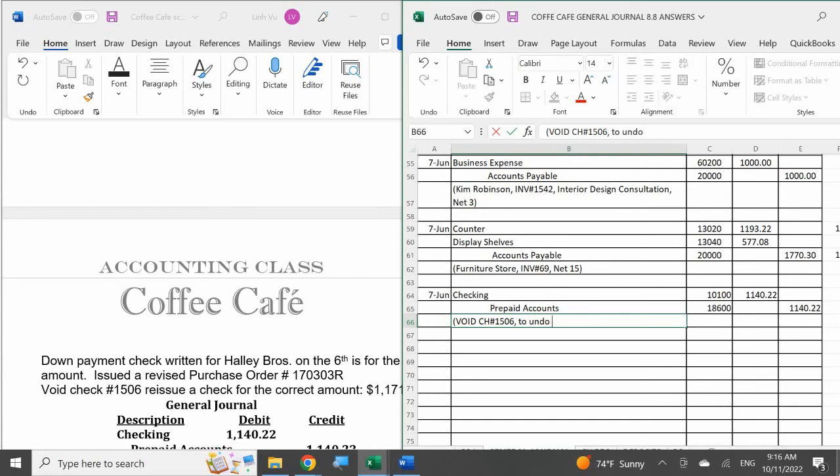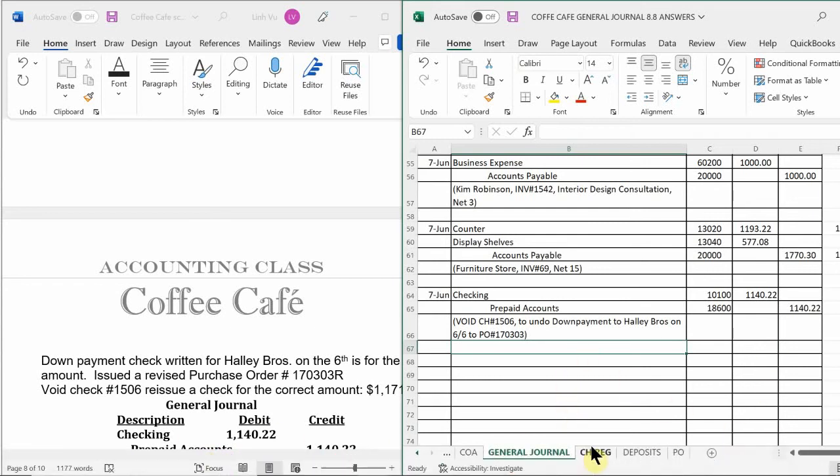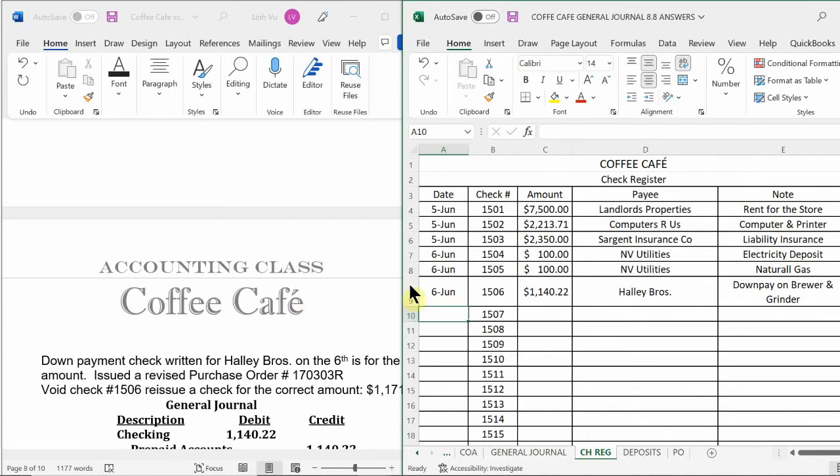To undo down payment to Hallie Bros on June 6th. Okay. Right? To purchase order number 17303. Okay? All right? So in this case, I need to void my check. So how do I void my check? Reverse the entries. We were doing that right now.